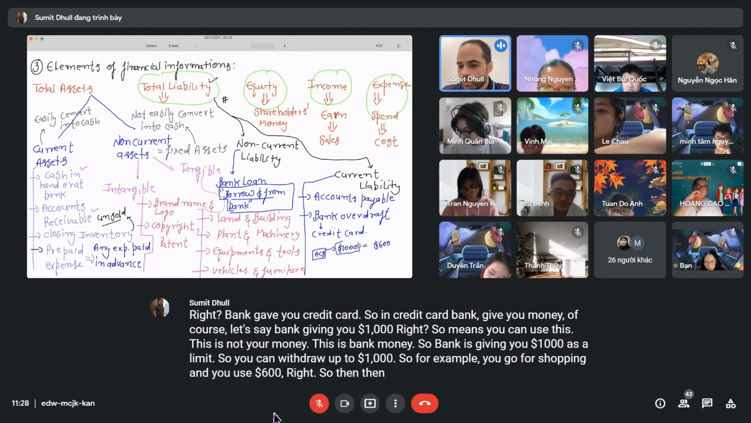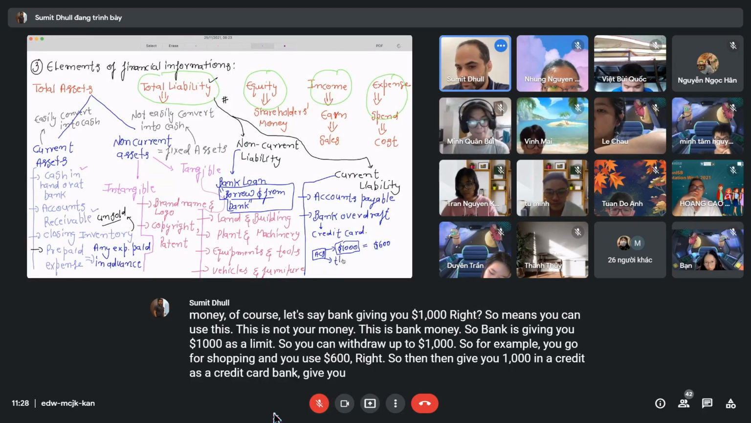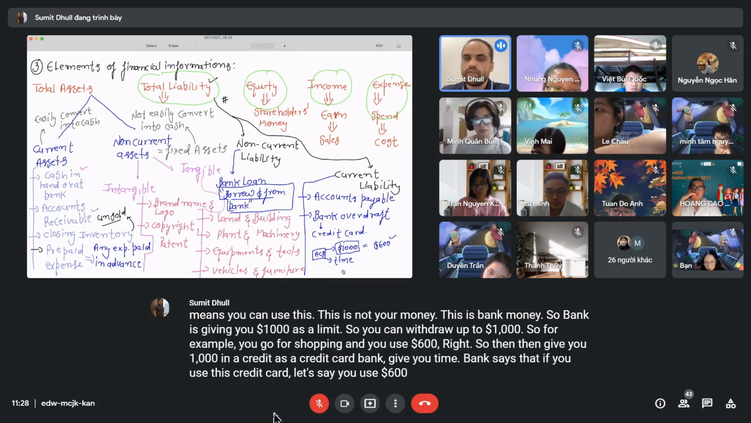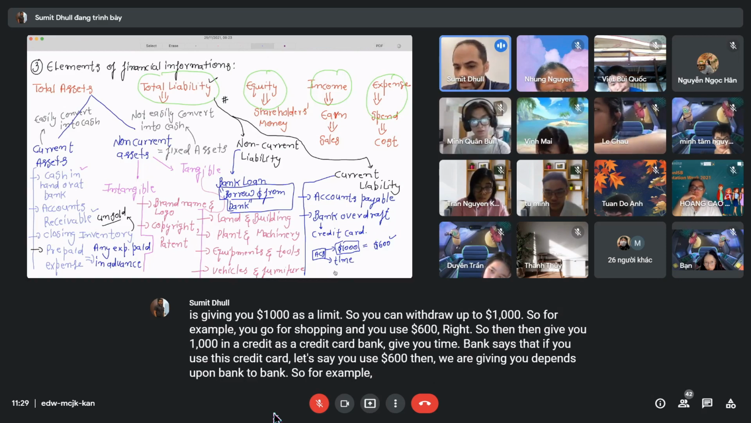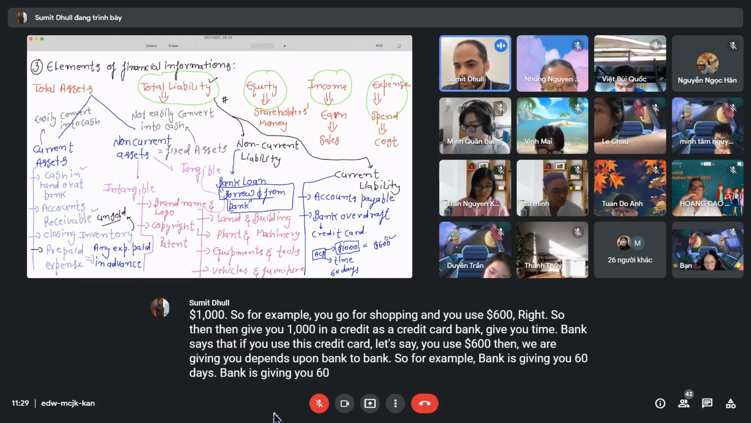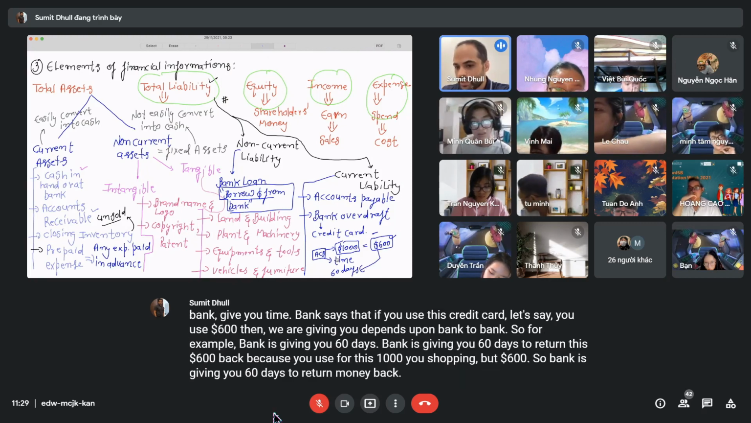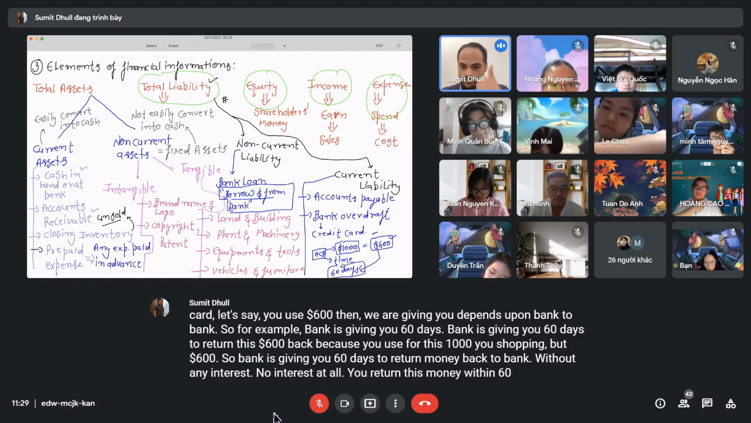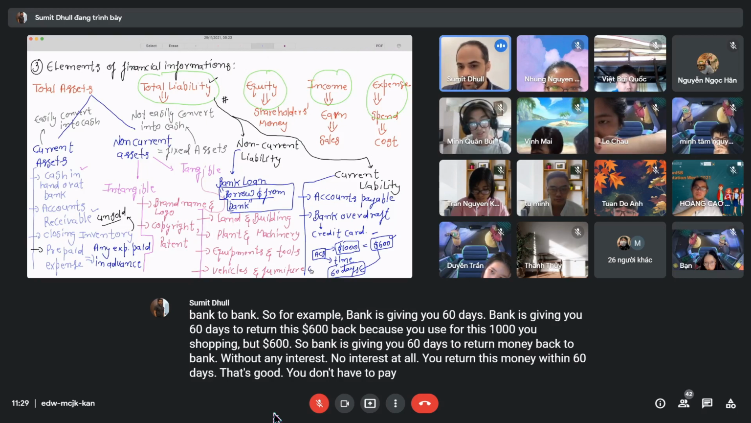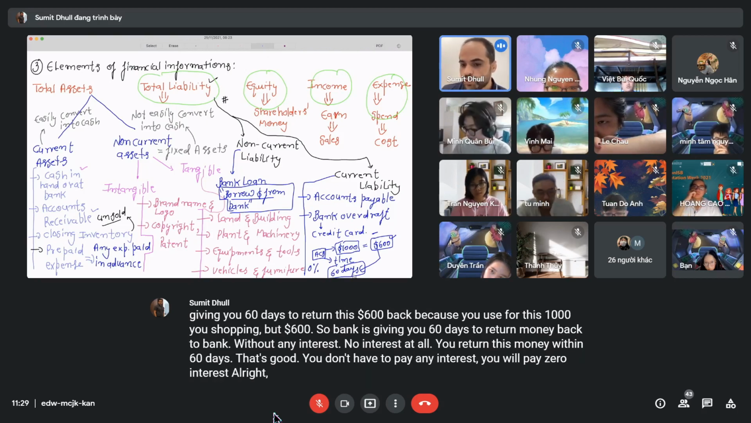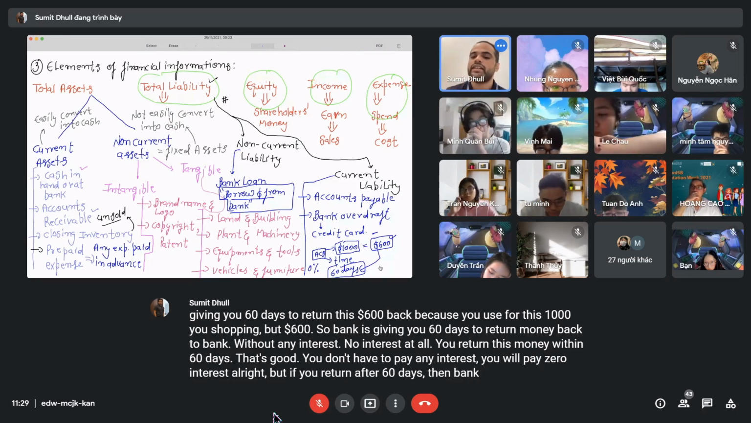When the bank gives you $1,000 as a credit card, the bank gives you time. The bank says that if you use this credit card, let's say you use $600, then we are giving you, depending on the bank, for example 60 days to return this $600 back, because you used $600 for shopping out of the 1,000. So the bank is giving you 60 days to return the money without any interest, no interest at all. If you return this money within 60 days, that's good. You will pay zero interest. All right. But if you return after 60 days, then the bank charges high interest.